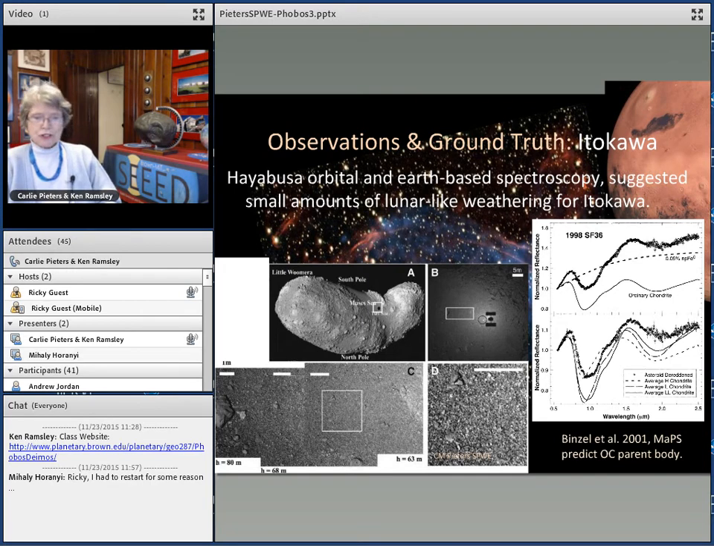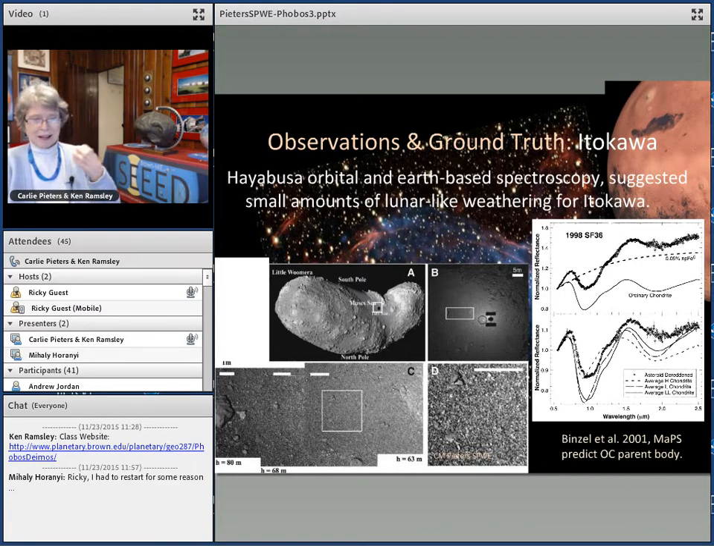the mission to Itokawa, the Hayabusa mission, again spent many months at Itokawa. Shown on the right are telescopic measurements of this asteroid, which again, when compared to an ordinary chondrite, has this steeper continuum and slightly weaker bands.